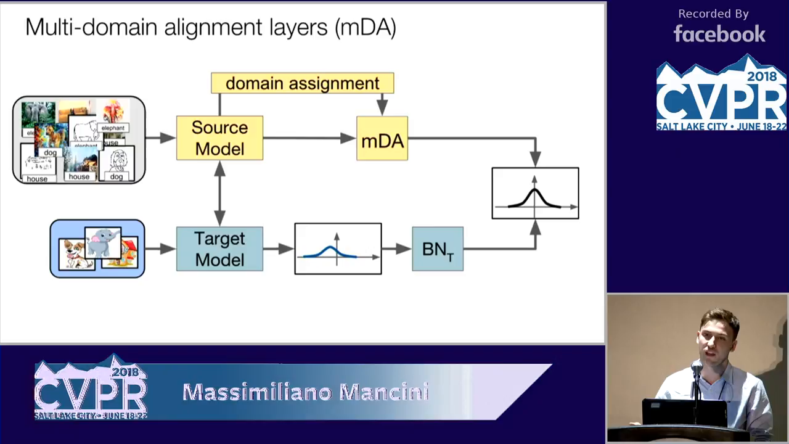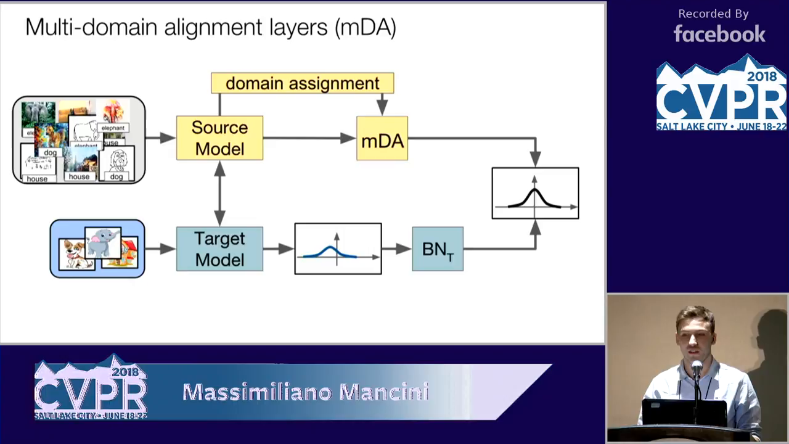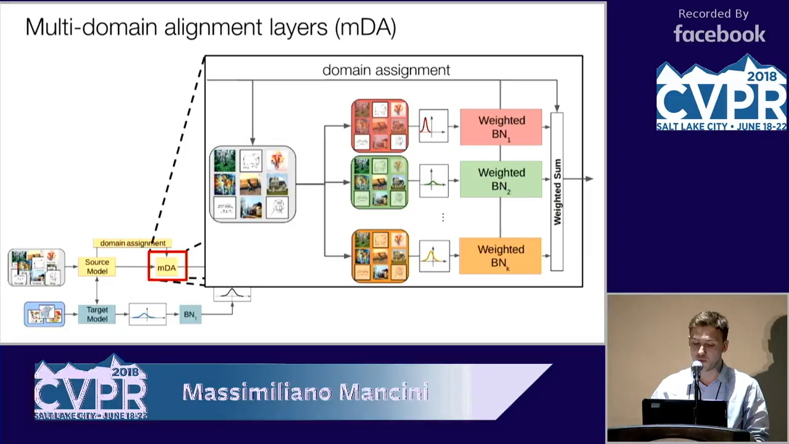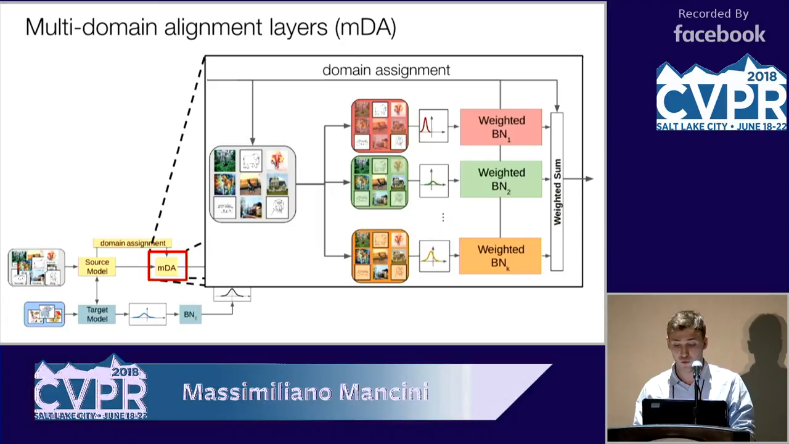Next, we employ what we call a multi-domain alignment layer. This layer performs a weighted batch normalization of each sample, exploiting the given assignments to compute the statistics needed for the normalization. The combination of the domain assignment branch and the multi-domain alignment layers allows us to collect statistics for multiple domains, even without the explicit presence of a priori domain separation.